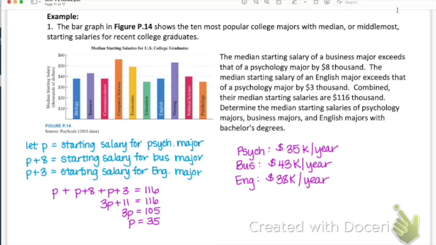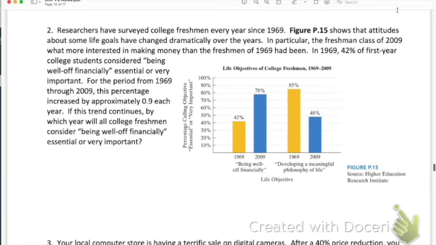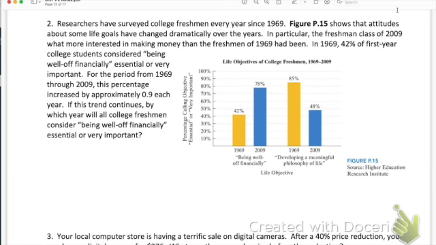Okay, let's look at number 2. And we don't need to solve this whole thing. I just want to get it set up. So it says, researchers have surveyed college freshmen every year since 1969. The figure shows that attitudes about some life goals have changed dramatically over the years. In particular, the freshman class of 2009 was more interested in making money than the freshmen of 1969 had been.